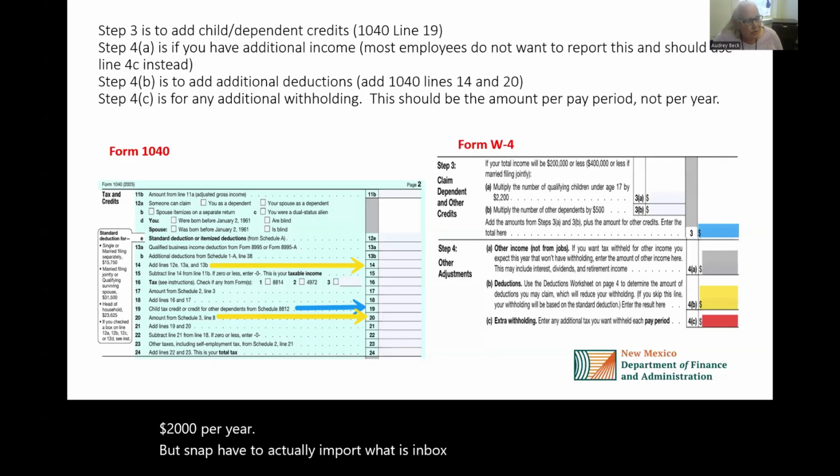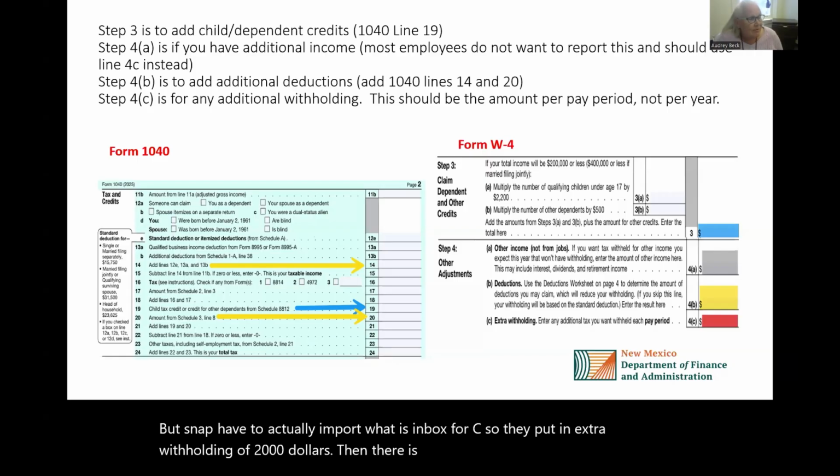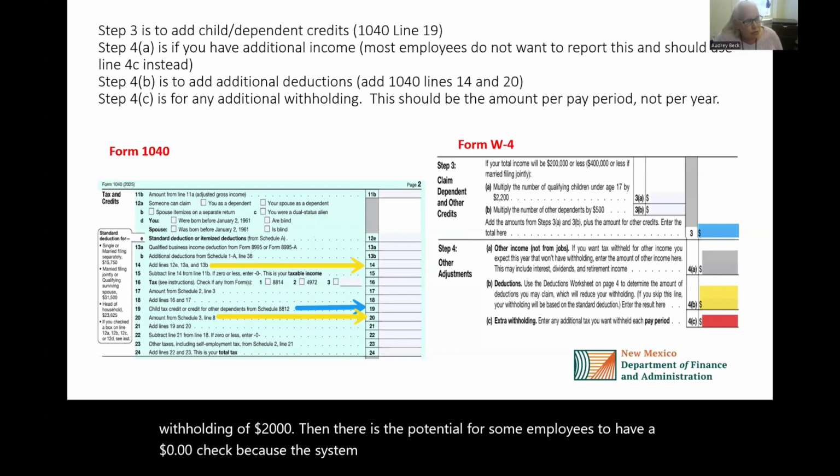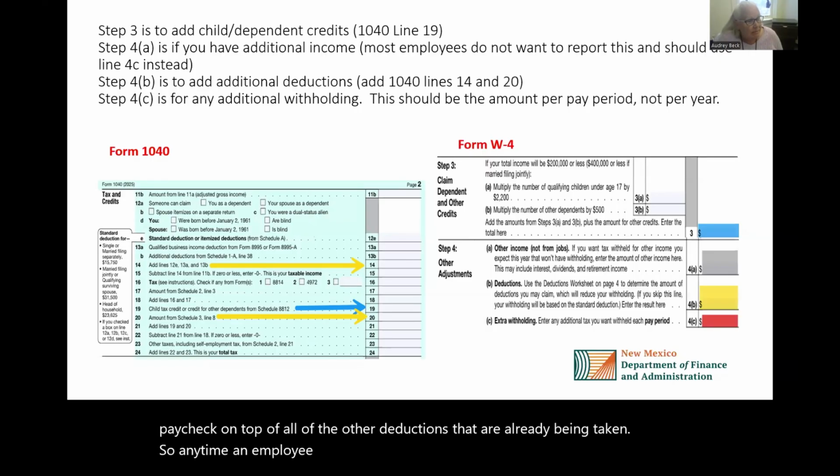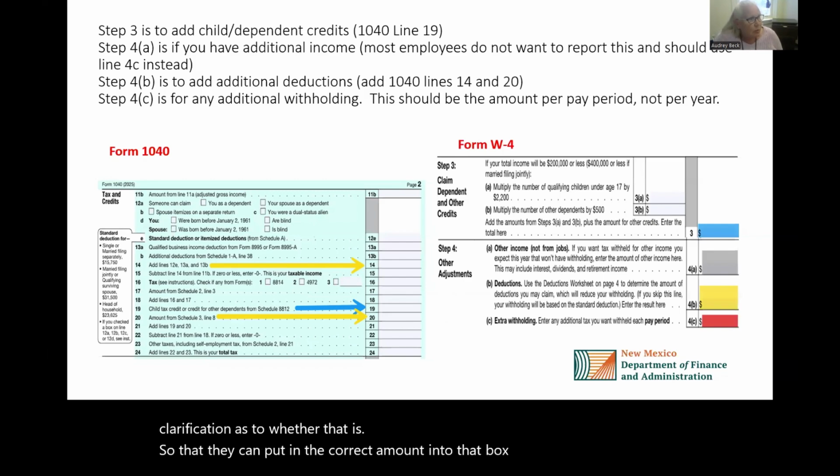So if they put in extra withholding of $2,000, then there is the potential for some employees to have a $0 check because the system will withhold an additional $2,000 from their paycheck on top of all of the other deductions that are already being taken. So anytime an employee has a large amount in 4C, we definitely need to get clarification as to whether that is on a pay period basis or whether what they were indicating was on a yearly basis, so that they could put in the correct amount into that box, and our backup documentation will support what is in our system.